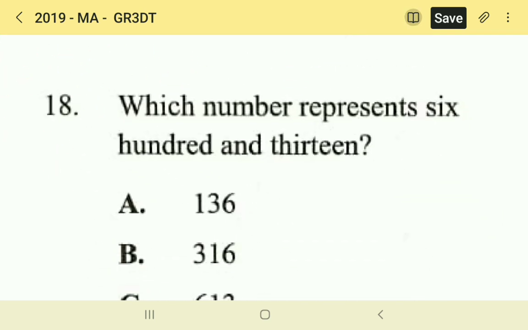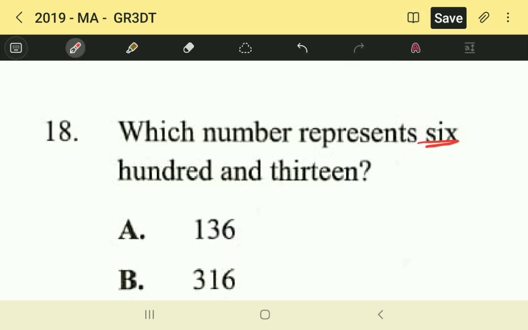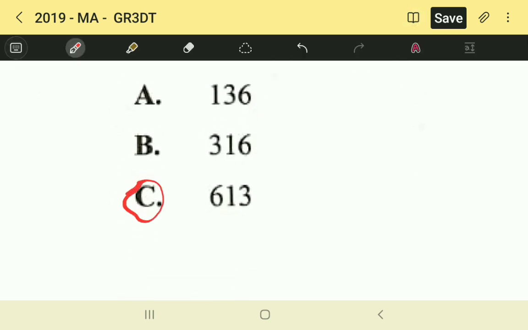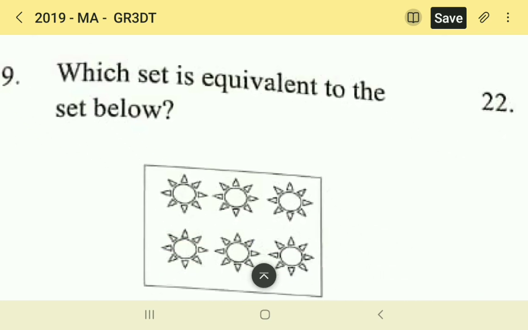Which number represents 613? So you're looking out for a 6 in the hundreds place. You're looking for 6 in the hundreds place. Let's see, and it's at C, starting out with 6. Moving on, see how you just go through, guys, and select your answers without having to work everything out.